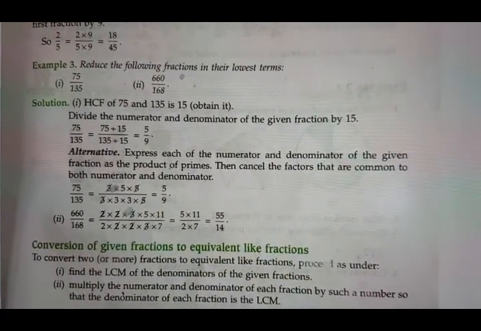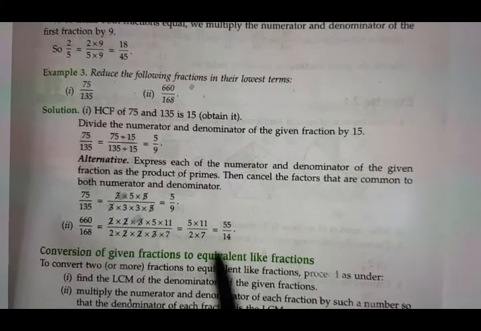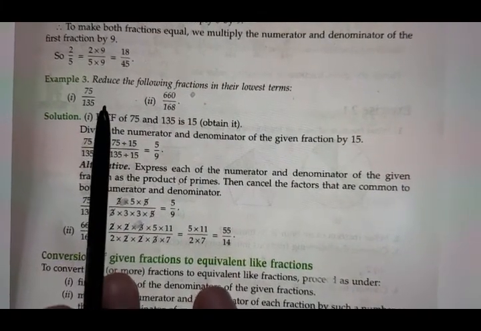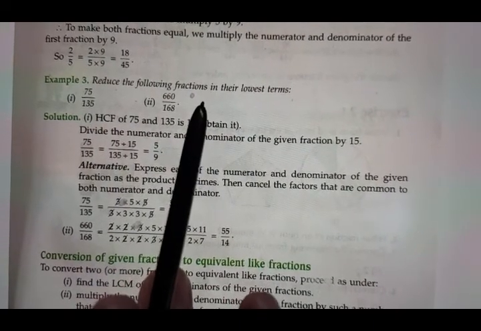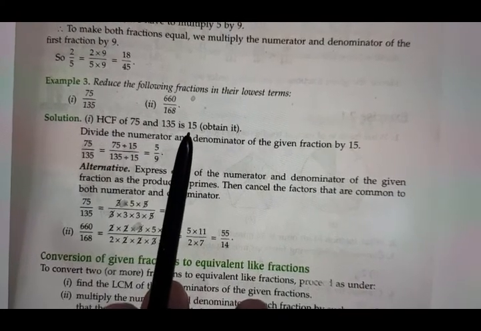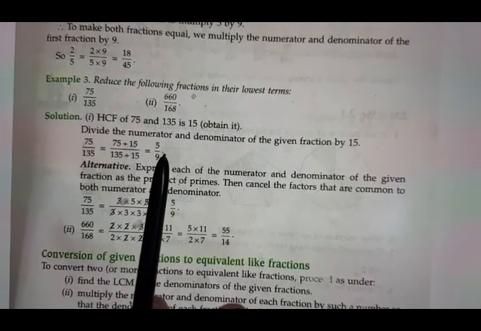Reduce the following to the lowest terms. To do that, you have to find the HCF of 75 and 135, or you can cancel also, which I've learned in previous classes, by dividing by 5 and then onwards. Okay, so 75 and 135, 15 is the HCF, so you divide both the numbers by 15 and you get the answers 5 and 9.